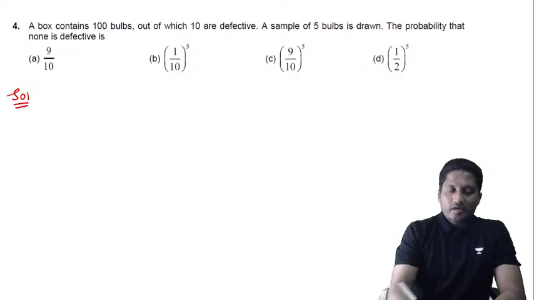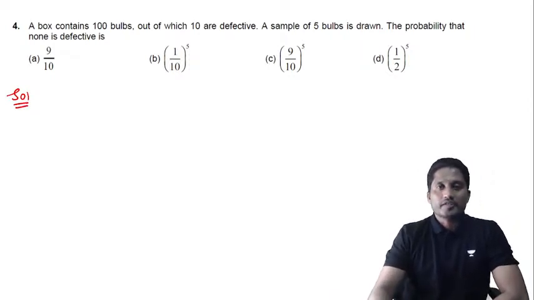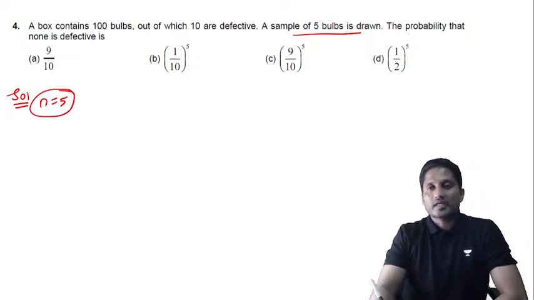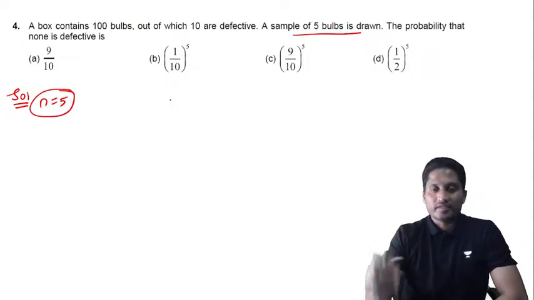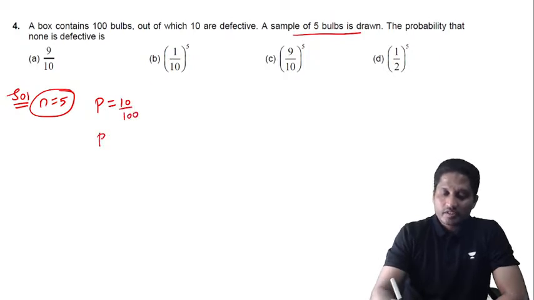It's a question on binomial distribution, Bernoulli's theorem. A box contains 100 bulbs, out of which 10 are defective. A sample of 5 bulbs are drawn, so this means that n is equal to 5. What's the probability that none is defective? So drawing a defective is a success. Success is 10 out of 100 are defective. So success probability is 10 by 100, which is equal to 1 by 10.